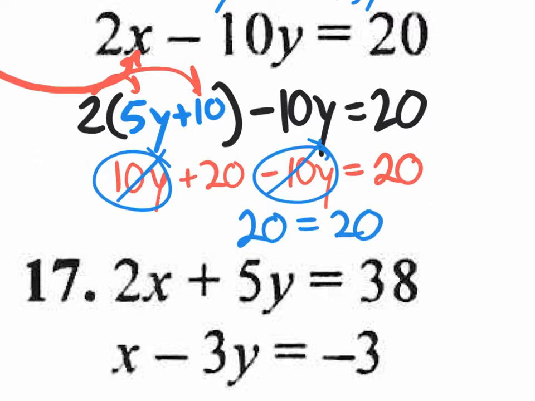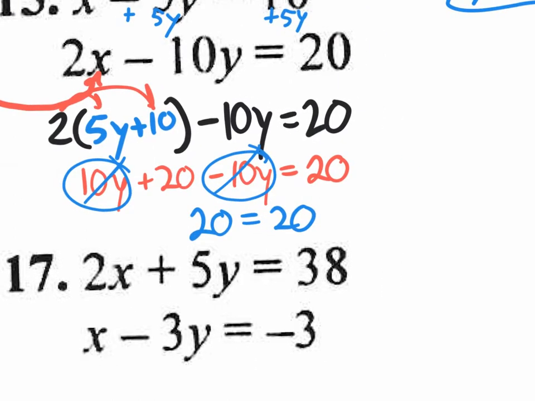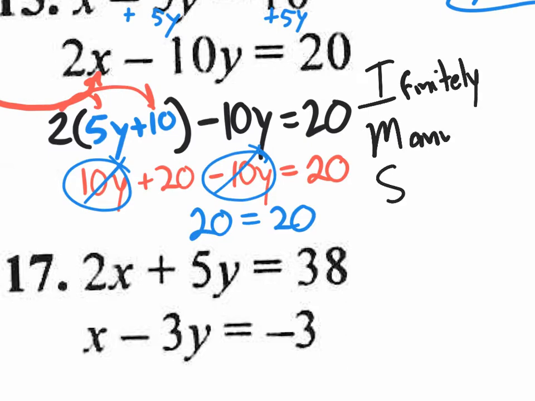Now this is one of those rare cases. Does 20 equal 20? Yes. 20 always equals 20. So it's not no solution, it's actually IMS, infinitely many solutions. That is your answer.